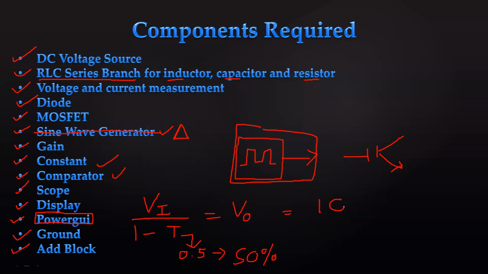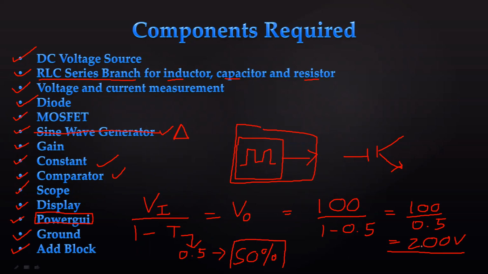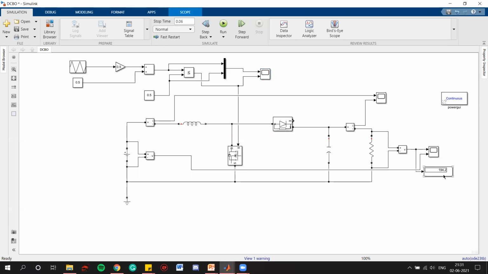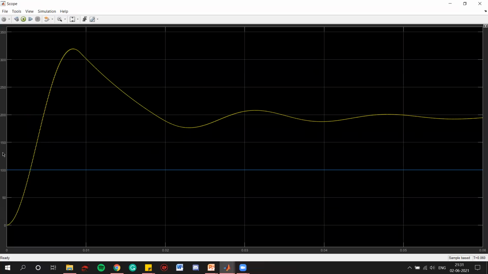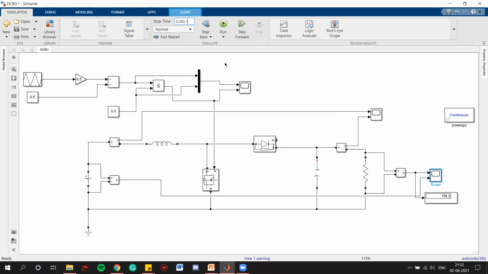So what is V input? Input is 100 volts. That is divided by 1 minus 0.5. So we will have 100 upon 0.5, which will give us 200 volts, right? So our output, whenever our duty cycle is 50%, should be 200 volts. So let's check. Here we are getting our output as 194, that is almost 200. And here we can see how this whole thing is reacting. The blue line is the DC voltage that we are applying as an input, and the yellow line is the DC voltage that we are getting as an output. So let's run this for a few more cycles.